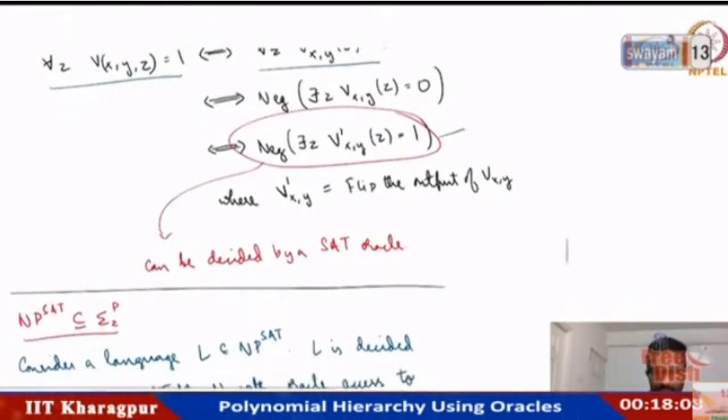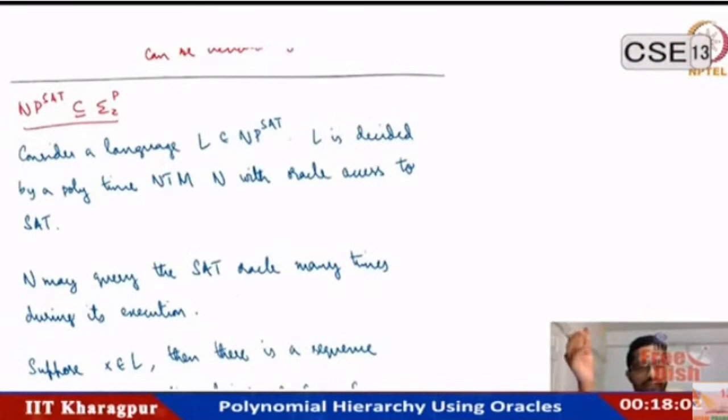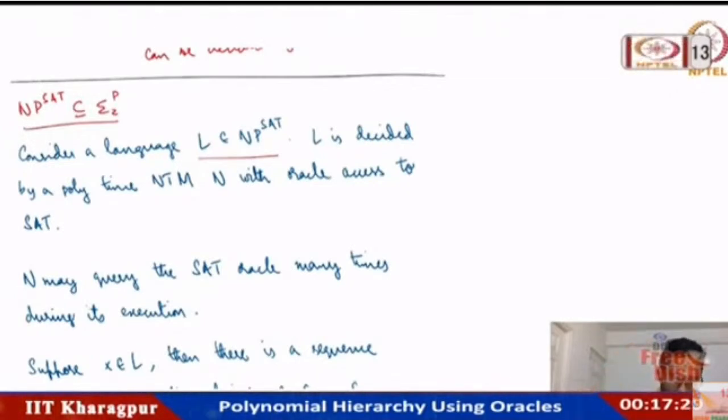So that is just one direction of the proof. The other direction is pending. What is the other direction? That NP with access to a SAT oracle is contained in sigma 2. So again the same thing. We take an arbitrary language from the left hand side, which is NP with access to a SAT oracle, which means L is decided by a non-deterministic polynomial time machine N with oracle access to satisfiability. So this direction is slightly more involved than the other direction, so let me just go a bit slow. What can N possibly do?